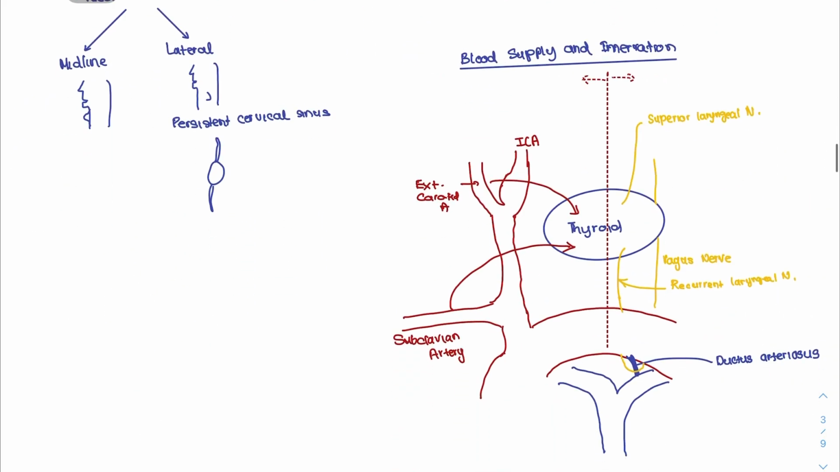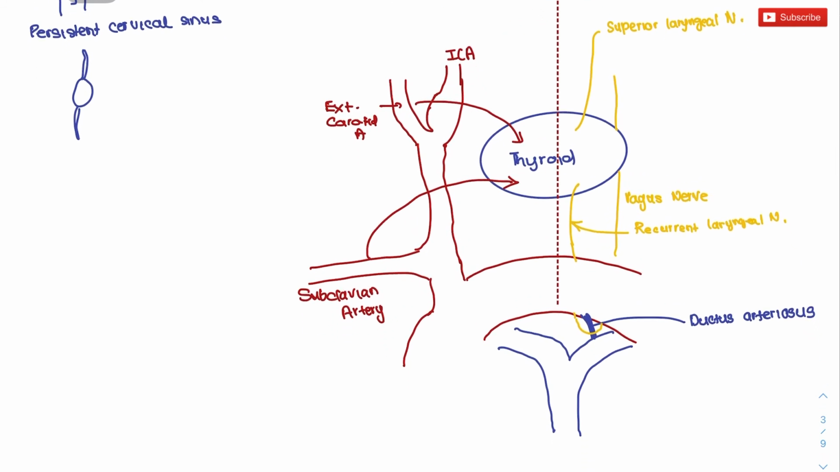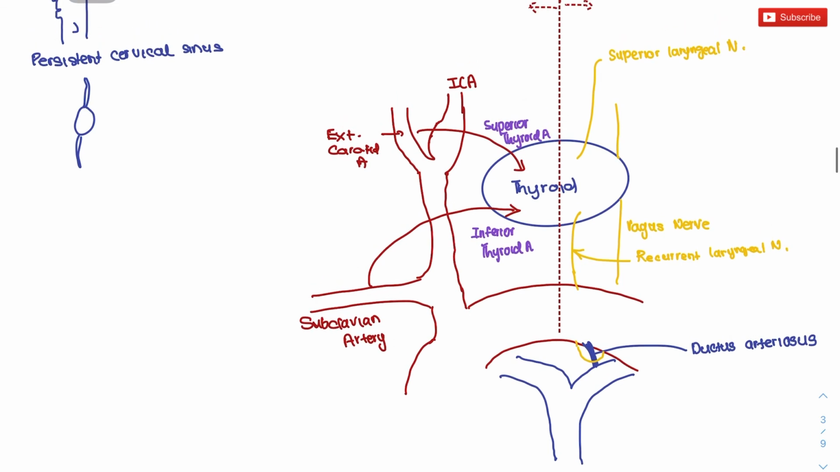Next, let's look at the blood supply and the innervation to the thyroid gland. So first of all, we have our aorta. The first branch of it is the brachiocephalic trunk. The subclavian artery supplies the inferior thyroid artery, and the brachiocephalic trunk also divides into the common carotid artery, and that divides into two, as the internal carotid artery and the external carotid artery. The external carotid artery supplies the superior thyroid artery. So these are the blood supplies to the thyroid gland.